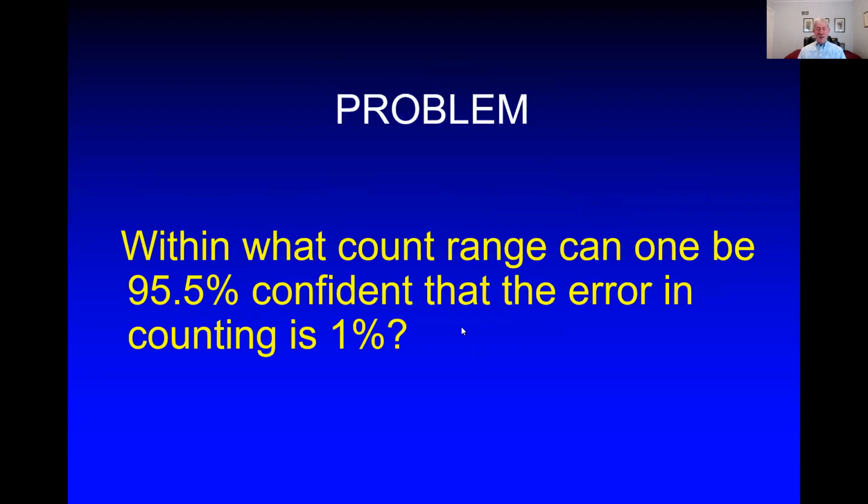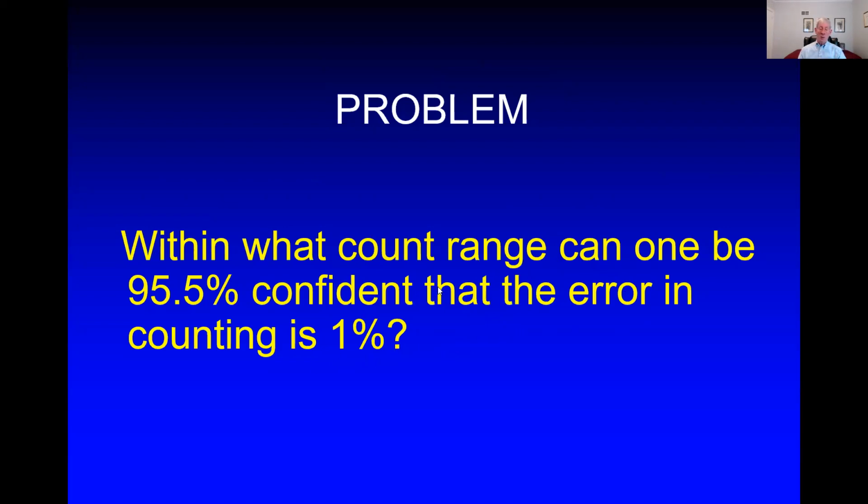Now, here's a math problem right off an old exam. Within what count range can we be 95.5% confident? How many sigma would that be? 95.5. How many sigma? Two. Two, right? And what is the error in counting? No, within what count range can we be sure that the percent error is 1%?